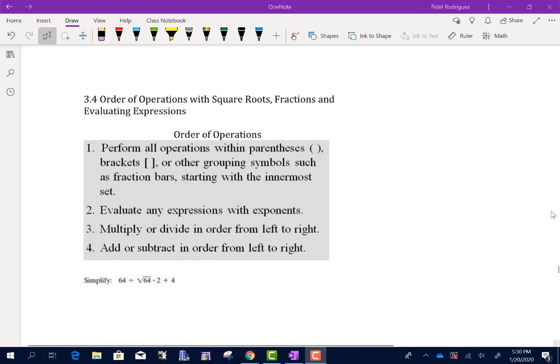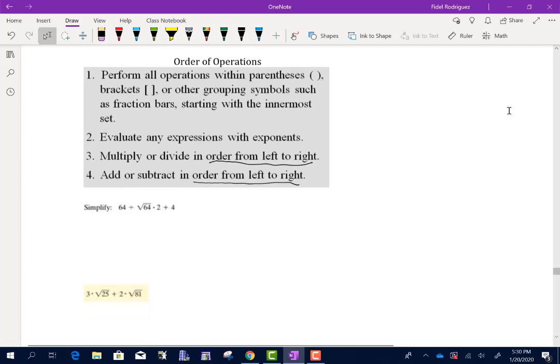We're going to evaluate any expressions that have exponents, and then we're going to do multiplication and division. Again, just a quick reminder that we need to go in order from left to right. And the same thing when it comes to adding and subtracting. We need to go in order from left to right.